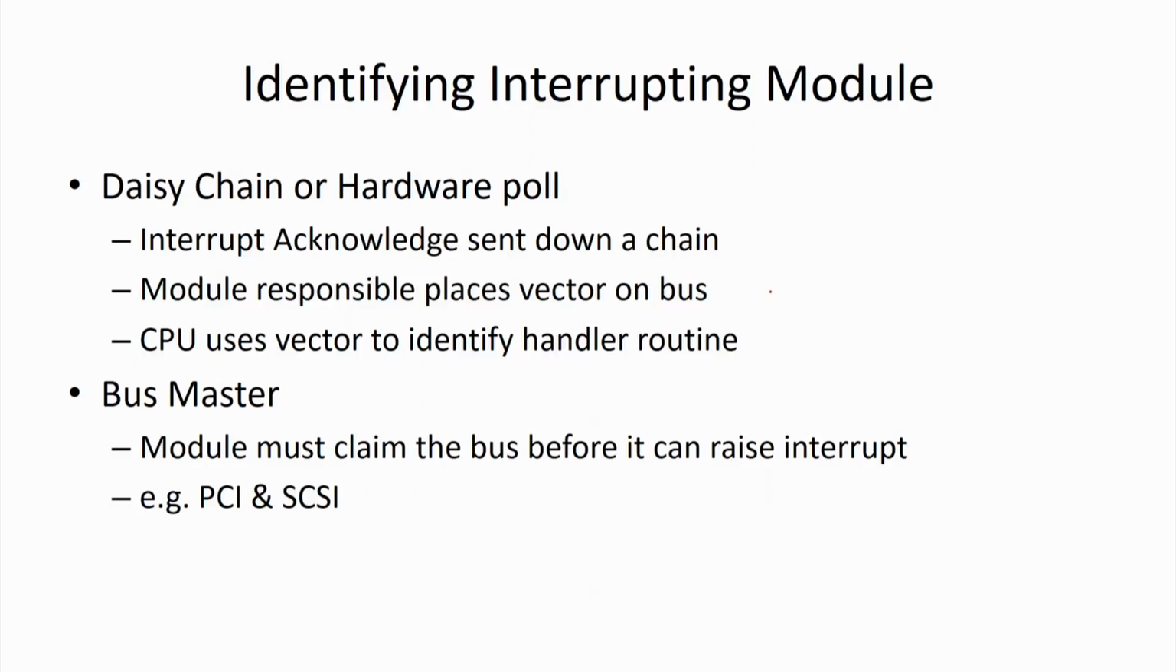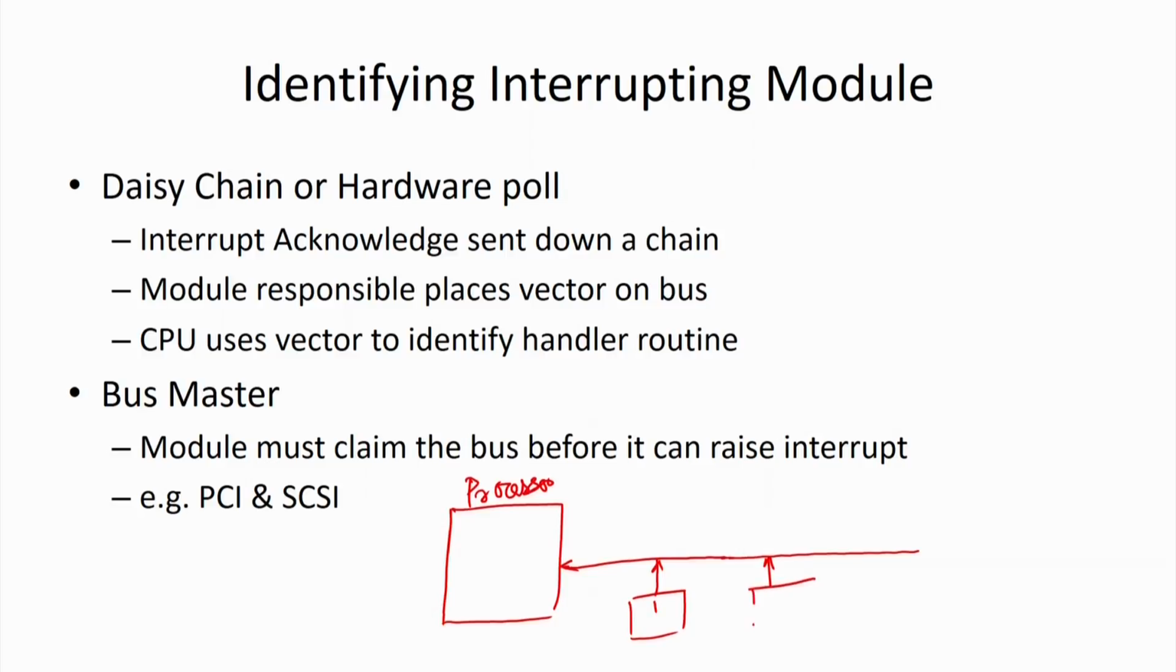You just see, say this is the processor. Now, say this is the interrupt line. Okay. To this particular interrupt line, modules will be connected. So, this is module 1, module 2, module 3, like that. Okay. Now, what will happen?